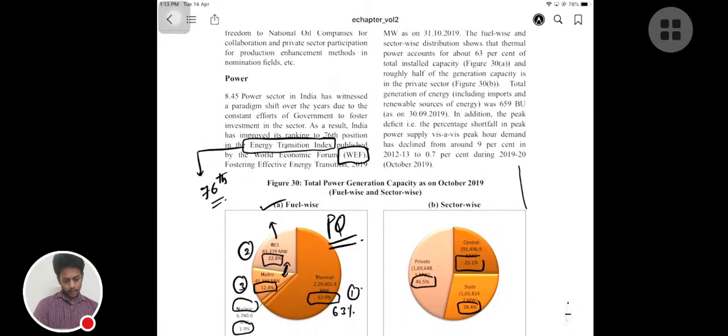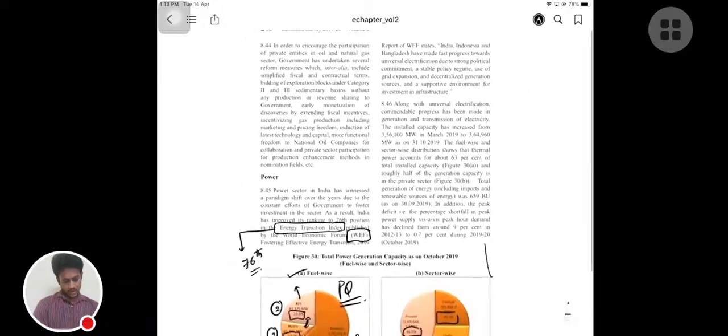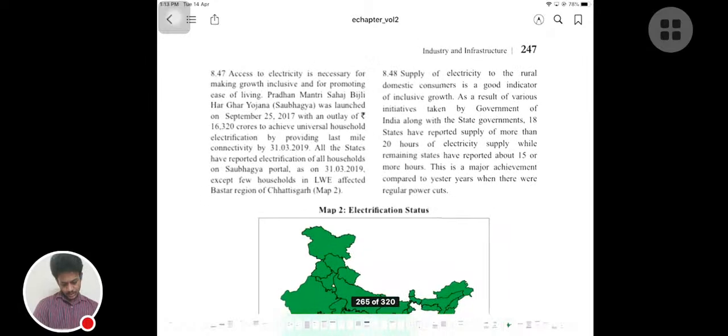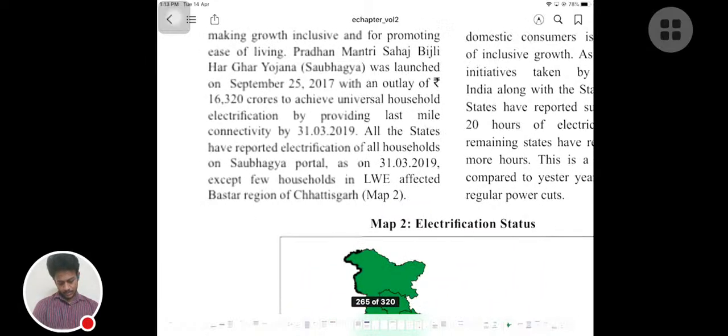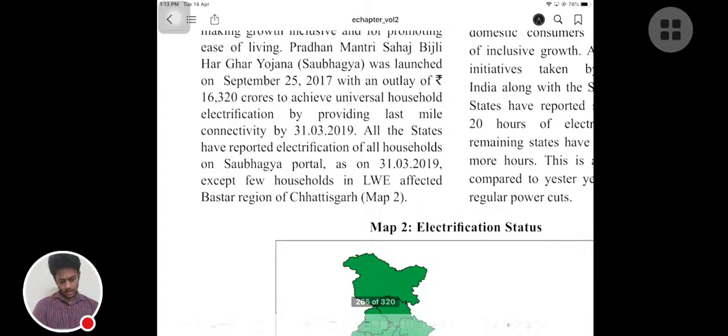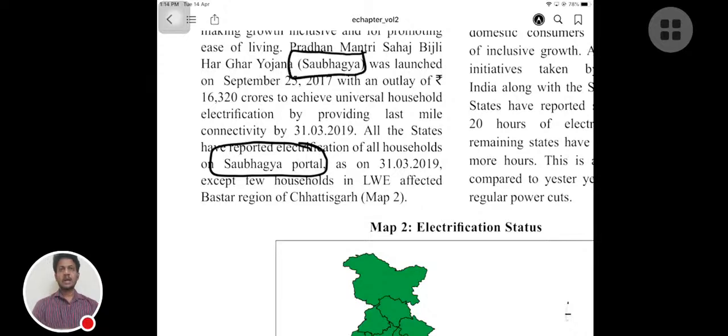And also there is one more program when it comes to electricity. I'll come to this part. The program called Saubhagya program. There is a Saubhagya portal. The actual program is Pradhan Mantri Sahaj Bijli Har Ghar Yojana, electricity to all the houses. It was launched in 2017 with an outlay of around 16,000 crore. Are you getting the point? 18 states have already reported supply of more than 20 hours of electricity, while the remaining states have reported supplying 15 hours of electricity to the houses.